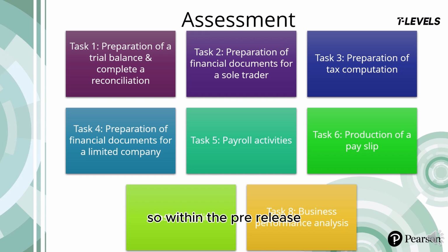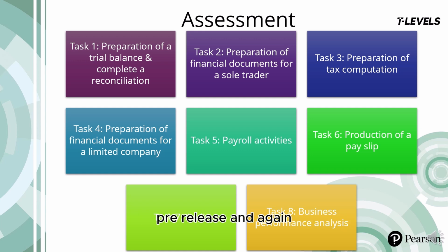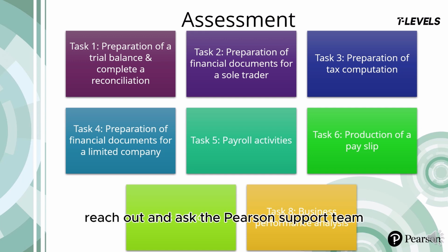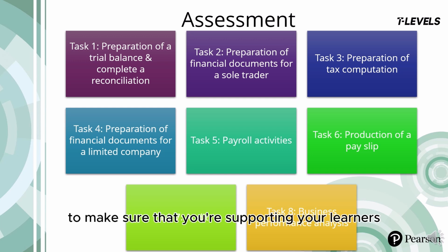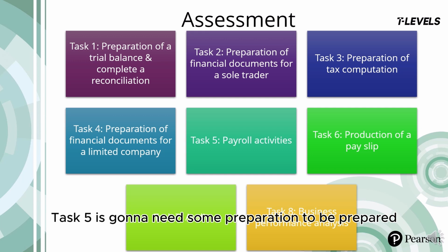So within the pre-release, it tells you what you need to make available to students. So we've had national insurance tables in the past that have been made available. So you will need to make sure you go and get that pre-release. And again, if you're not sure what you're being asked for, reach out and ask the Pearson support team. Give them a ring. That's what they're there for. They will be able to go and find the information for you to make sure that you're supporting your learners. So again, task 5 is going to need some preparation to be prepared.